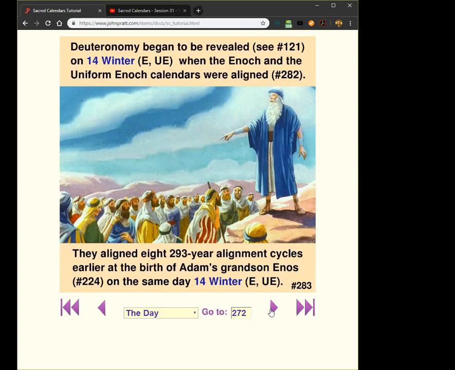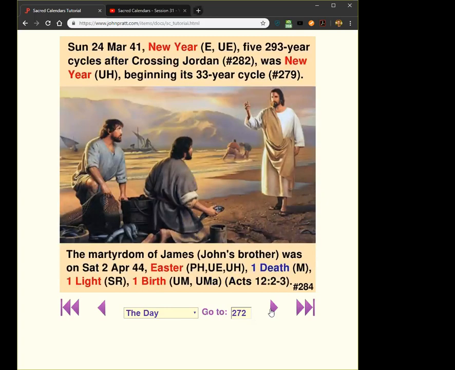Let's go to number 284 now. Now we're going to come back into the uniform Hebrew a little bit and mix it in for these examples. Of course, we notice right away that the Savior lived 33 years, and there are 33-year cycles here. So this shows in AD 41, on New Year, which was on both of the calendars, it had been 5 sets of these 293 years since crossing Jordan. And again, it's beginning its cycle.